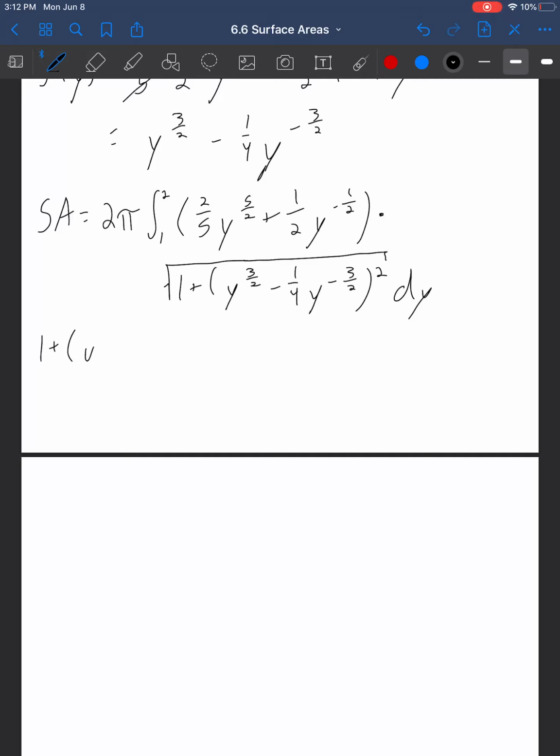So let's talk about what the inside of this square root is. We have 1 plus y to the 3 halves minus 1/4 y to the negative 3 halves, and then squared, so the same thing.